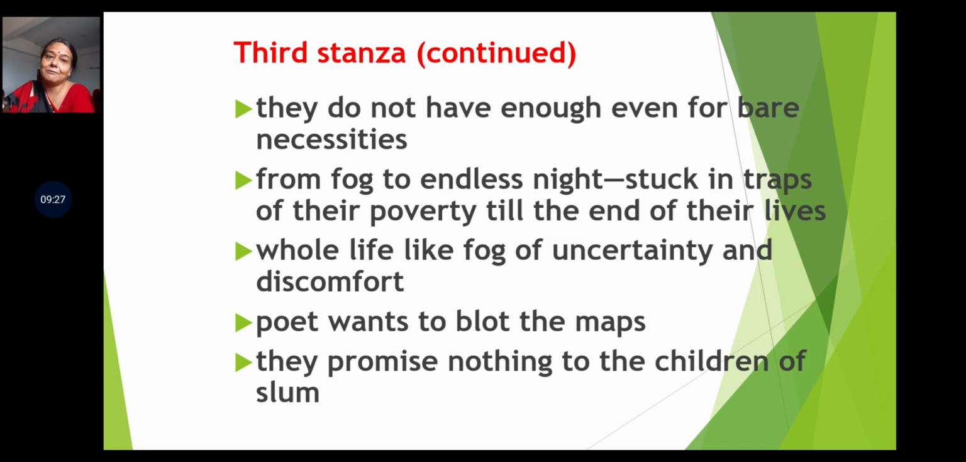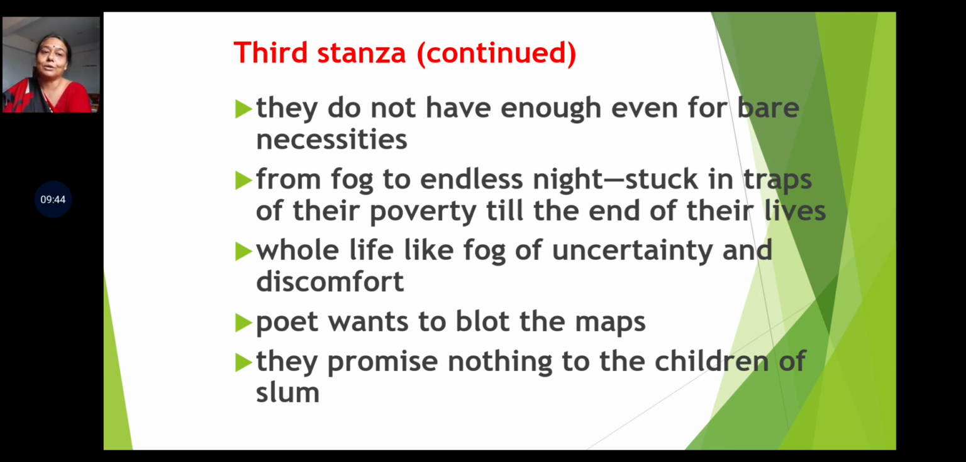The whole life is like a fog of uncertainty and discomfort. Their whole life is a fog of uncertainty. Nothing is clear. They do not know what the future is. They do not know what the future holds or what they will do as they grow up. Right from childhood, their life is like a fog.